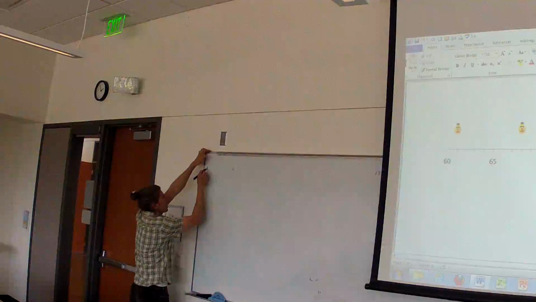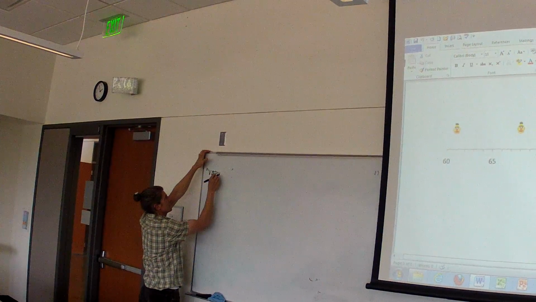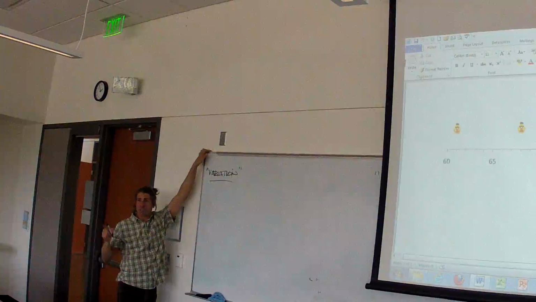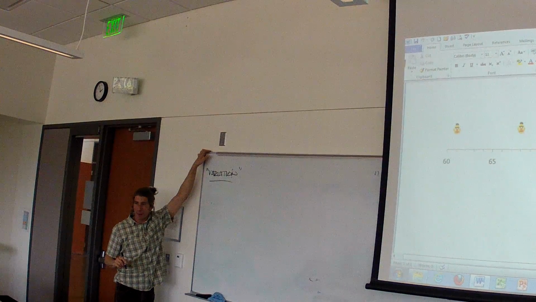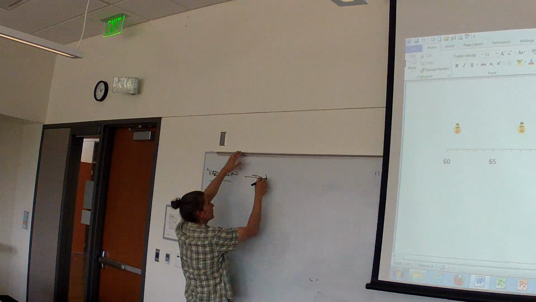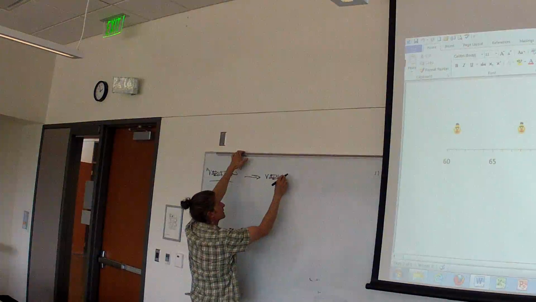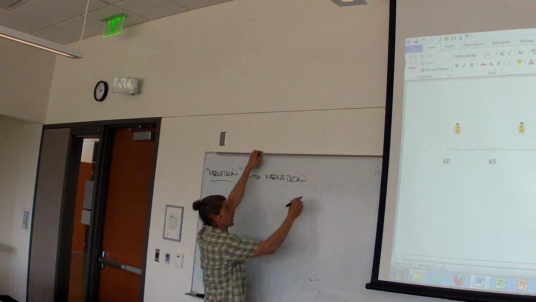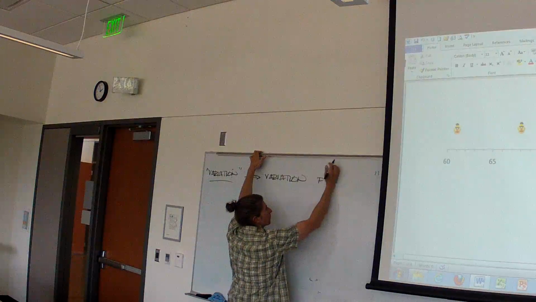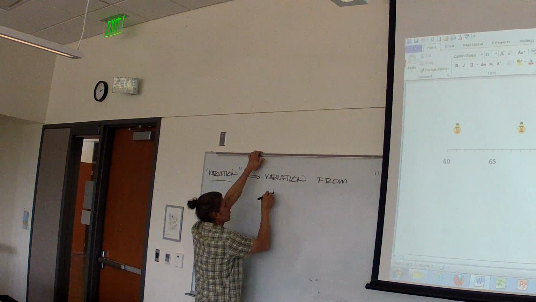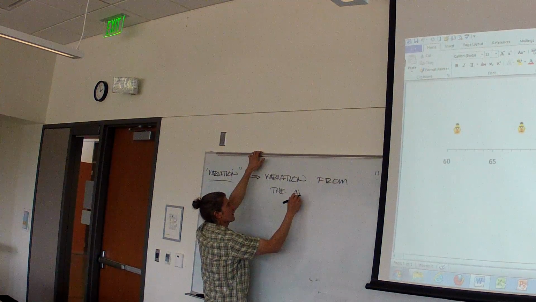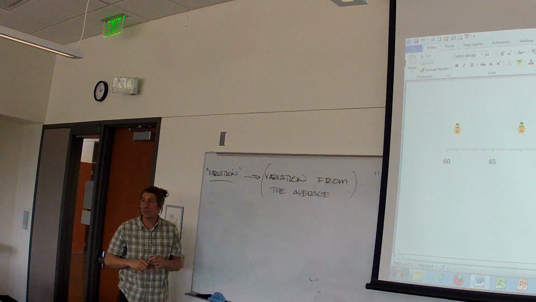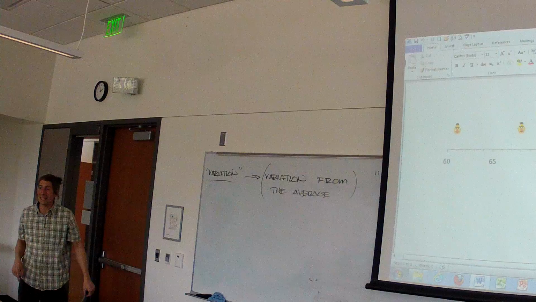So, when we talk about variation in this class, I want you to think exactly of the wise words spoken by Tabitha. You're going to think of variation from the center. And in particular, a very specific center, the average. Variation from the average. That's the variation we're going to measure in this class.